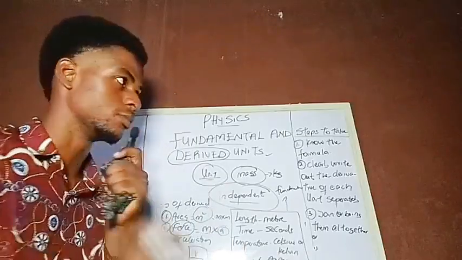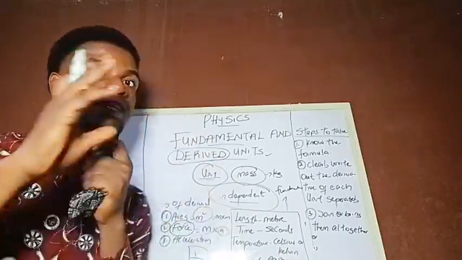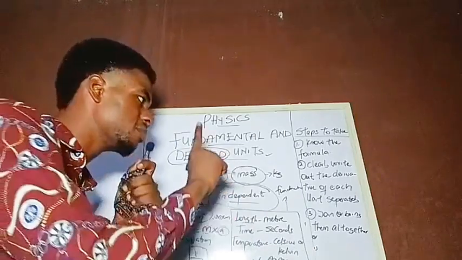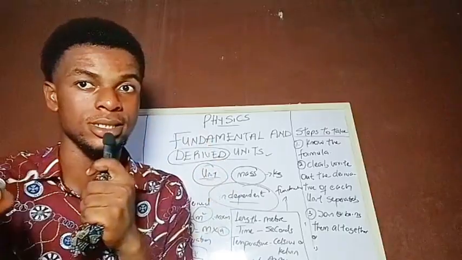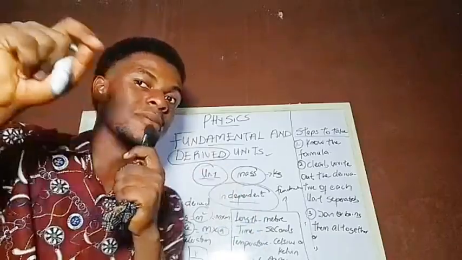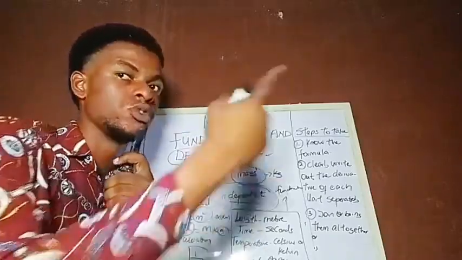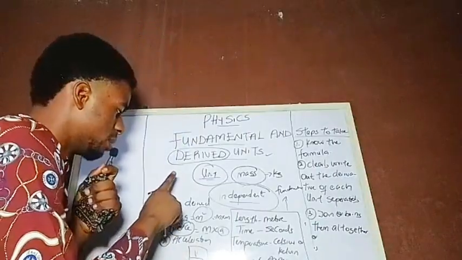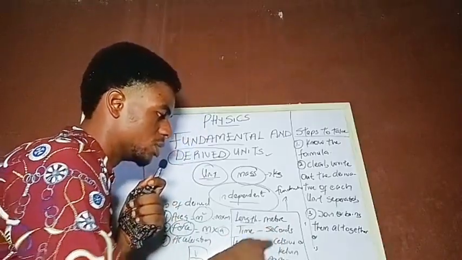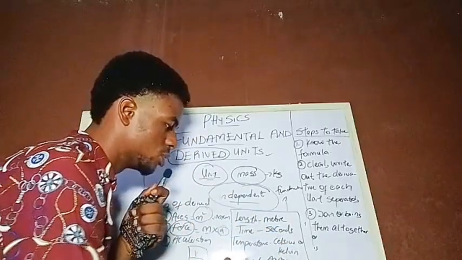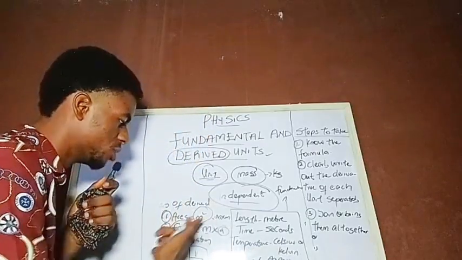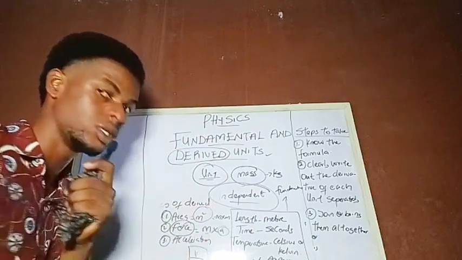This is the difference between a fundamental and a derived unit. In case you are asked what the difference between the both of them is: a fundamental unit is independent, it does not rely on any other units, while a derived unit is dependent on the fundamental units. Fundamental units: length, which is meter; time, which is second; temperature, which is Celsius or Kelvin; current, which is ampere; and mass, which is in kilograms. Derived units: area, force, acceleration, and so on.